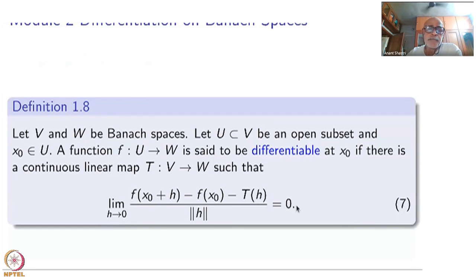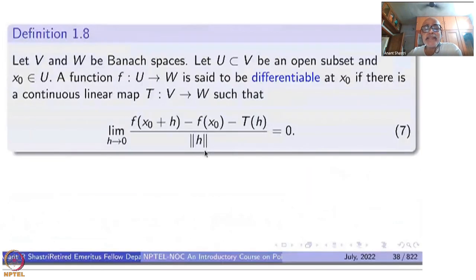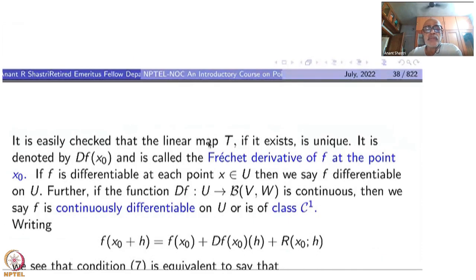Now this equation: limit of f of x naught plus h minus f of x naught minus T h, whole thing divided by norm h, this limit must be zero. Okay. As soon as such a T exists, it has to be unique. You can't have two different linear maps, T1 and T2, satisfying the same property. This is an easy consequence, similar to what we do in real analysis or multivariate calculus and so on. Uniqueness is not a difficult thing.